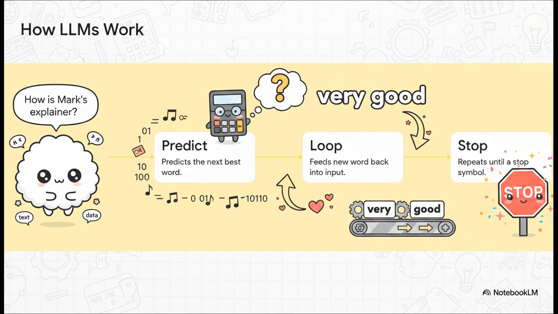But crucially, it doesn't just stop there. It literally feeds very right back into the original sentence. So now the input is, how is Mark's explainer very? Then it predicts the next word, good. It just keeps doing this loop, one single piece at a time, until it generates a special hidden stop symbol that tells it, okay, the thought is complete. That is the fundamental engine right there.